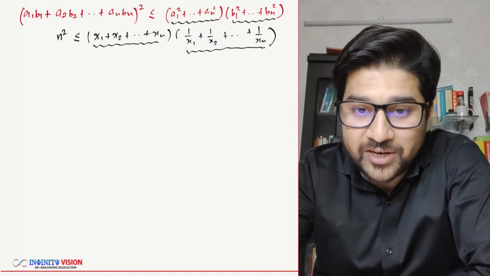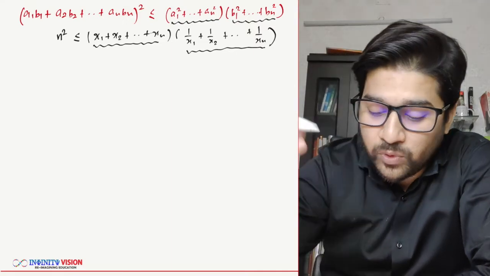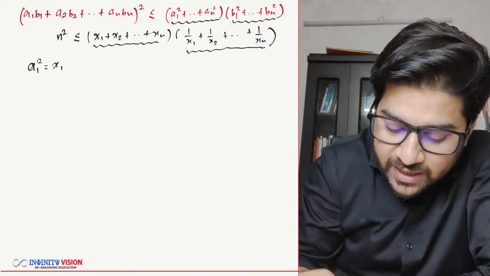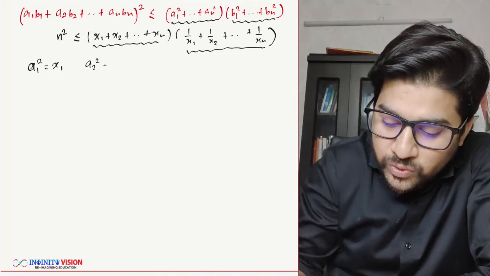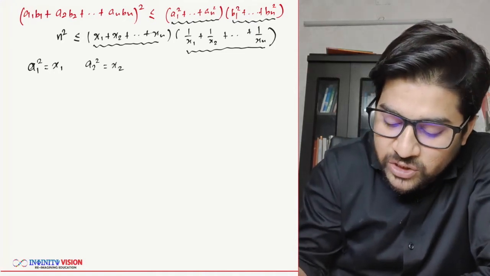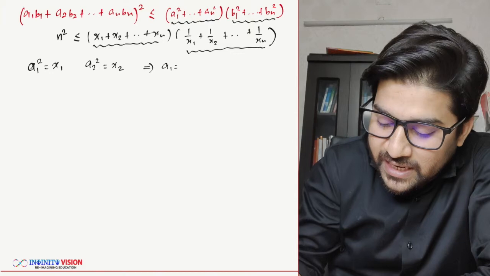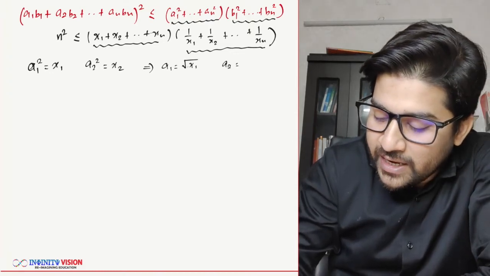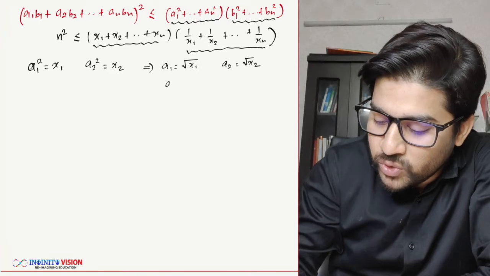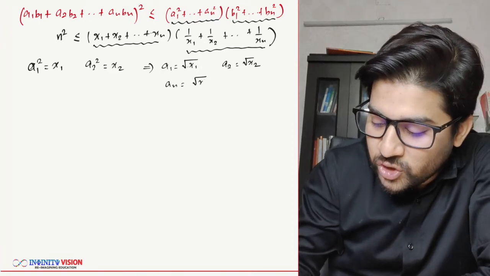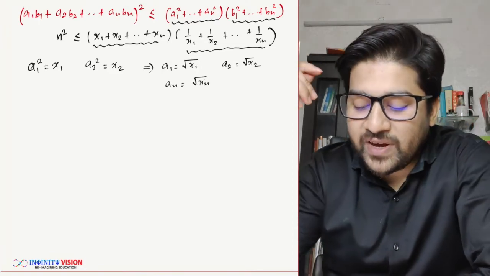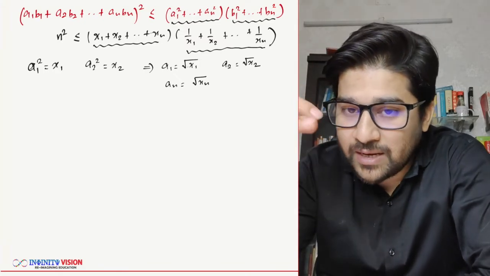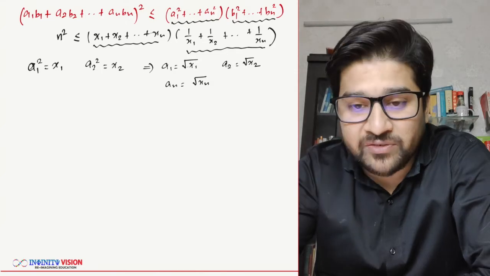So my idea, if we look closely at what exactly is happening, is that a1 square is actually something like x1 and a2 square is something acting like x2. So what I can say is a1 is root x1, a2 is root x2, and an is root xn. So if I put a1 as root x1, a2 as root x2, something settles down very comfortably.